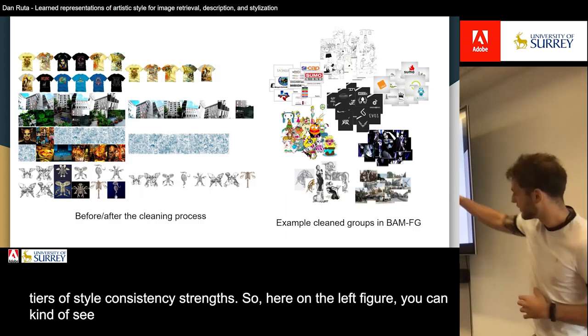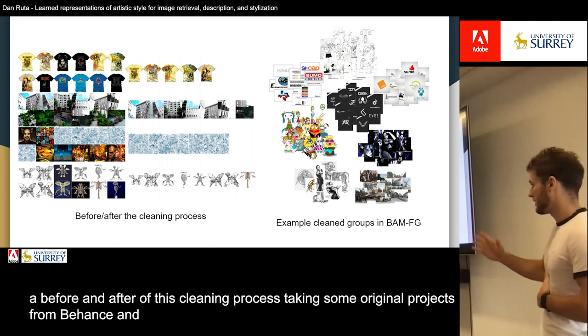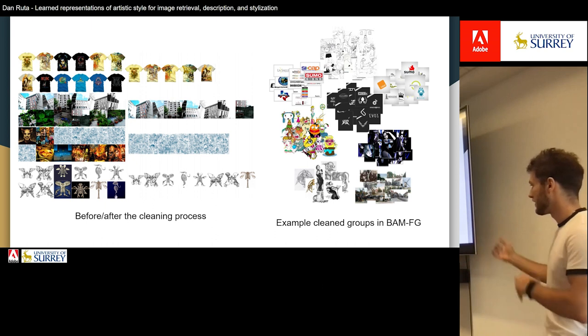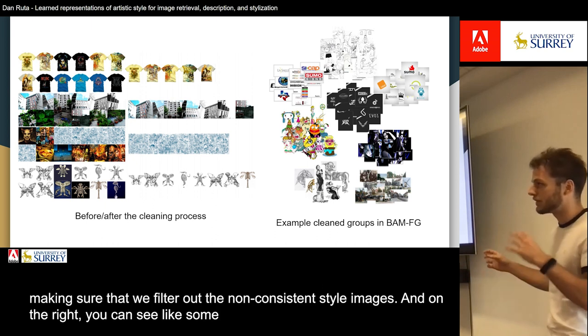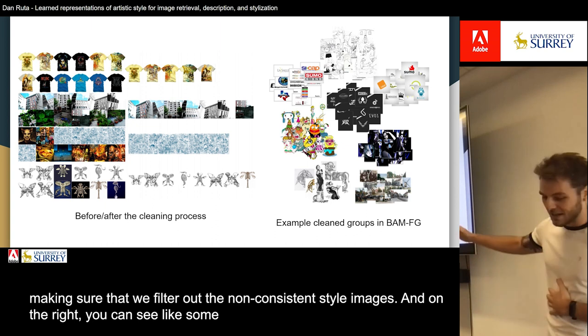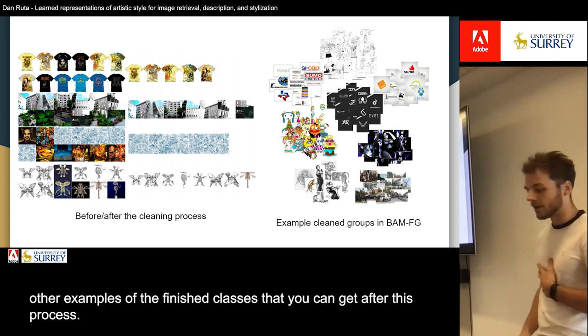So here on the left figure, you can see a before and after of this cleaning process, taking some original projects from Behance and then making sure that we filter out the non-consistently styled images. And on the right, you can see some other examples of the finished classes that we can get after this process.